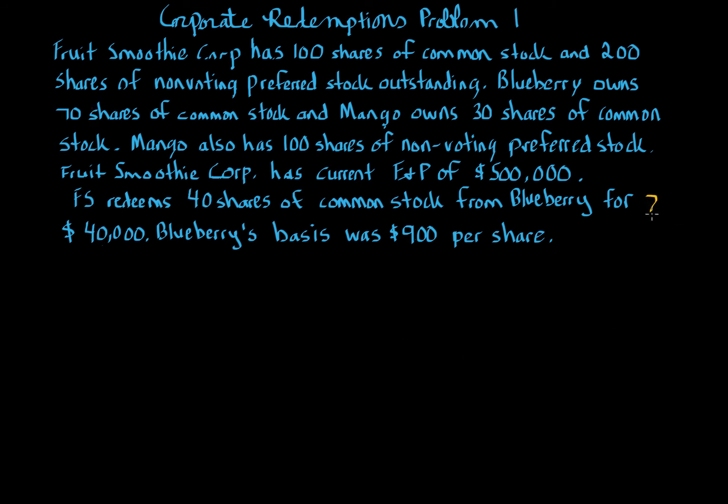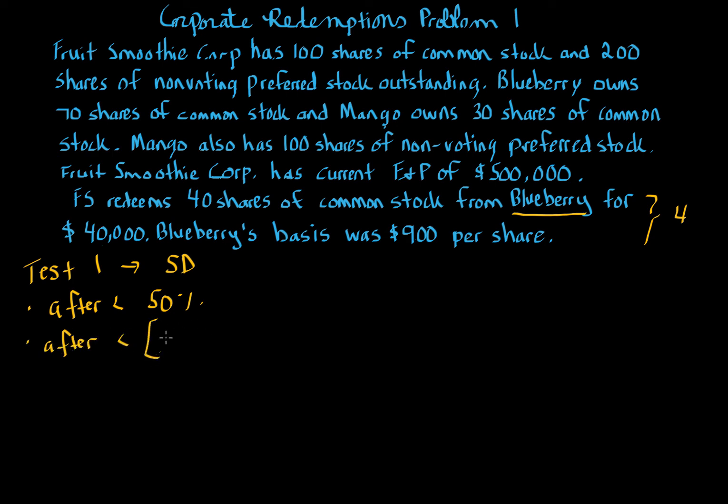All right, so the last variation, we made it. Variation number 4. We're dealing with Blueberry again. We've got 40 shares redeemed by the corporation for $40,000, $900 basis per share. Same facts again. So we're going through our tests. This is becoming second nature now. Test 1 is substantially disproportionate. You should know this by now: the after percentage is less than 50%, and the after percentage is less than 80% times the before percentage when it comes to voting.